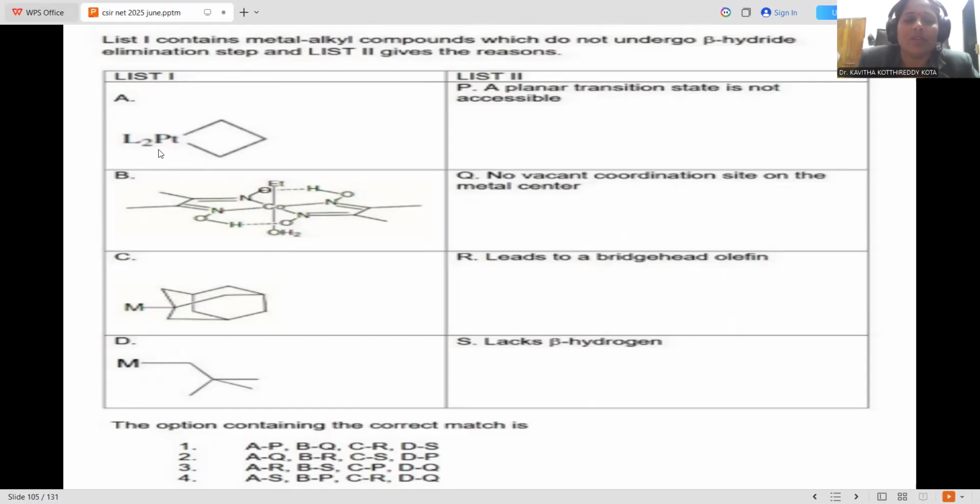Here is the platinum complex. You can notice most of the platinum complexes are square planar. Here are two ligands around this platinum, and on this side you can notice the cyclopropyl chain. So this is the kind of platinum complex provided over there in A. B is having a cobalt complex. Here you can notice the kind of octahedral complex around the cobalt.